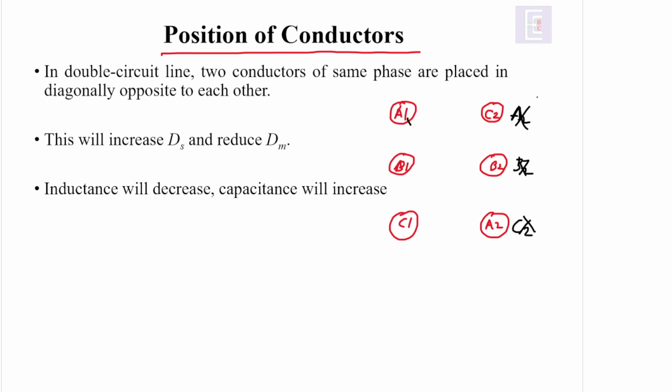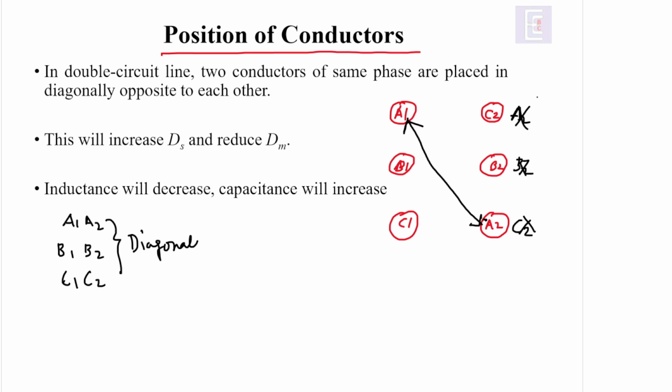See, phase conductors should be placed diagonally opposite to each other. I repeat, phase conductors, that means A1, A2, B1, B2, and C1, C2. The rule is that they should be placed diagonally opposite to each other. Why?